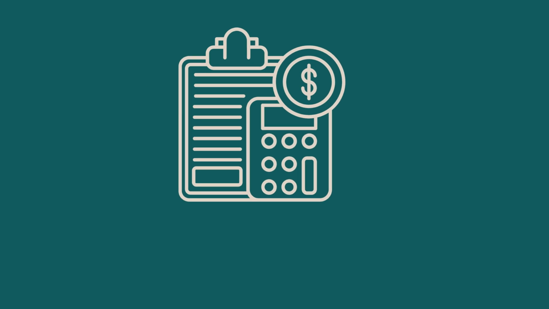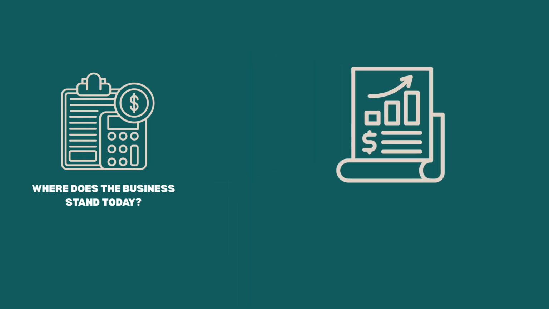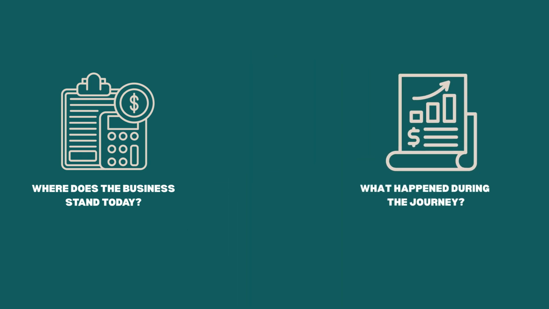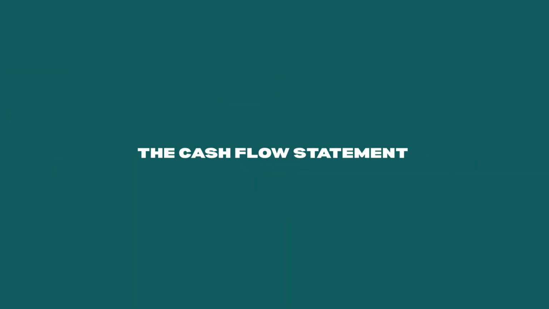So far, we've learned that the balance sheet tells us, where does the business stand today? The income statement tells us what happened during the journey. But neither one tells us where the cash actually went. That's the job of the cash flow statement.